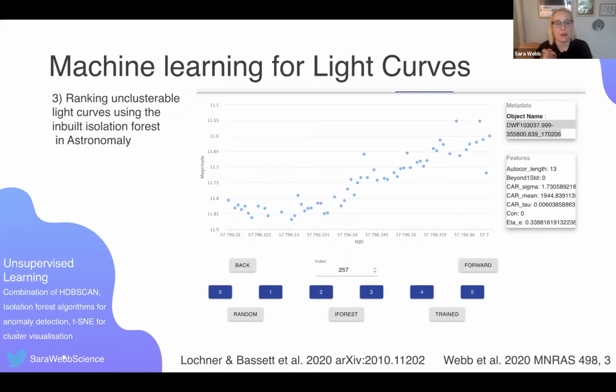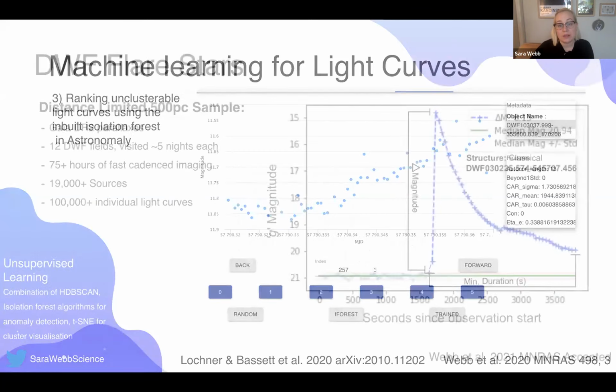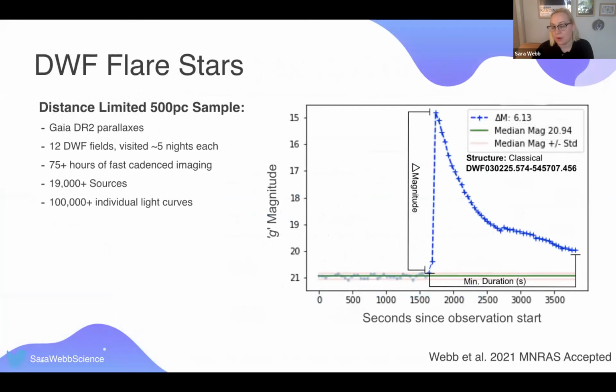We ranked them based on how far from the sample they were, and then we discovered various things. One of those things was that this algorithm was really, really good at finding flare stars because they were so different to the overall sample of steady stars. So our next work was using this DWF sample to do a distance limited study of flare stars throughout our galaxy. So we took 12 DWF fields, 75 hours, thousands of light curves, and fed it through the same system.